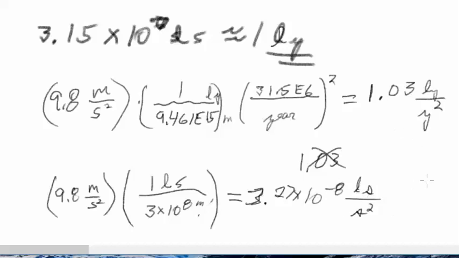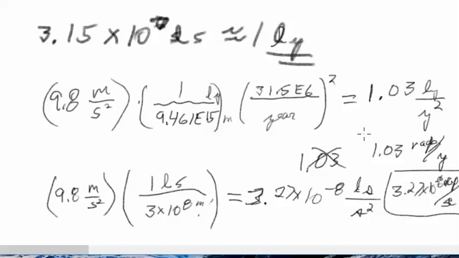Okay, so this makes sense. This is 1.03 rapidians per year. This one is 3.27 times 10 to the negative 8th rapidians per second. So that totally makes sense. Those two do make sense.